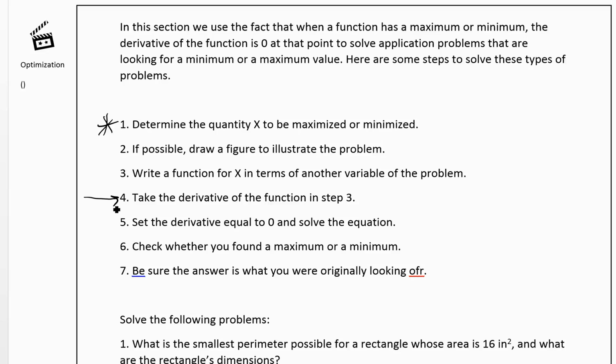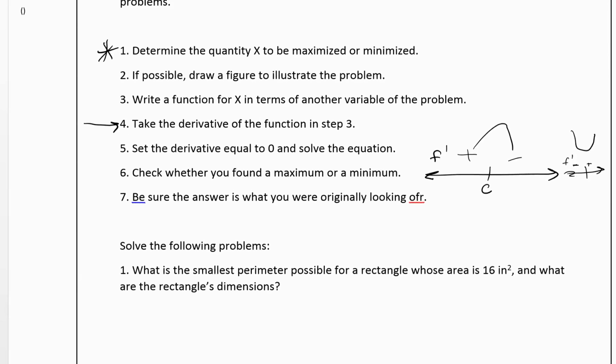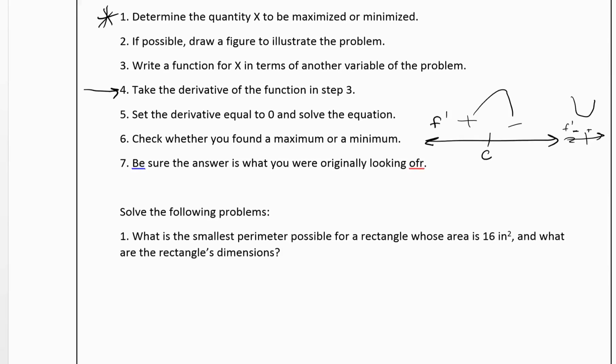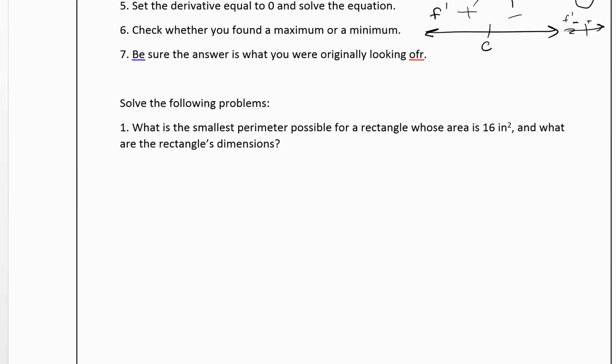Now you're going to make sure you found a maximum and minimum using, remember where we made sign charts? So the first derivative, you'd put your value here, whatever it is, let's say C, and then you would want to make sure it changes sign. So if it goes from positive to negative, remember you have a maximum. And if it went from negative to positive, you'd have a minimum. So you want to check that. And then make sure you're answering what you were originally looking for. So we're going to do one here. So the big picture of these problems is that you're taking a derivative, you're setting it equal to 0.